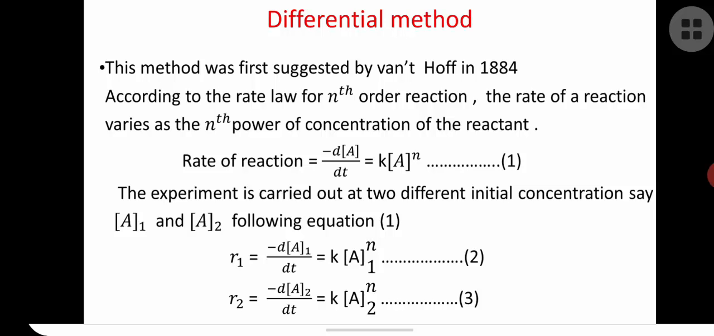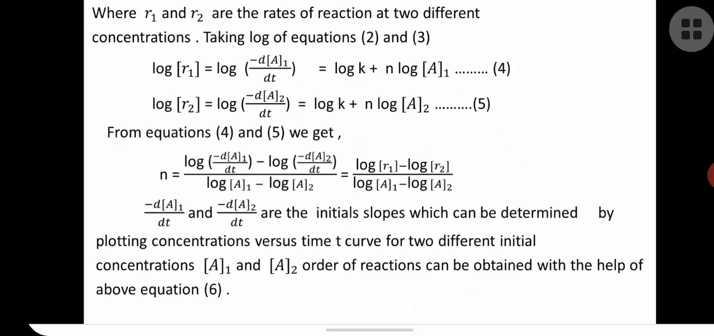Similarly, the rate of reaction, that is R2, is equal to minus d concentration of A2 upon dt is equal to K into concentration of A2 raised to n. It is equation number 3, where R1 and R2 are the rates of reaction at two different concentrations.